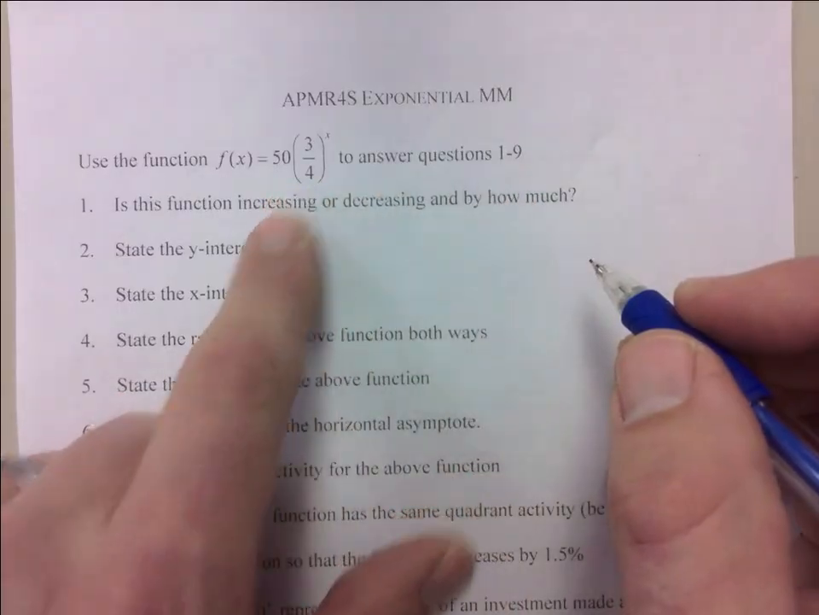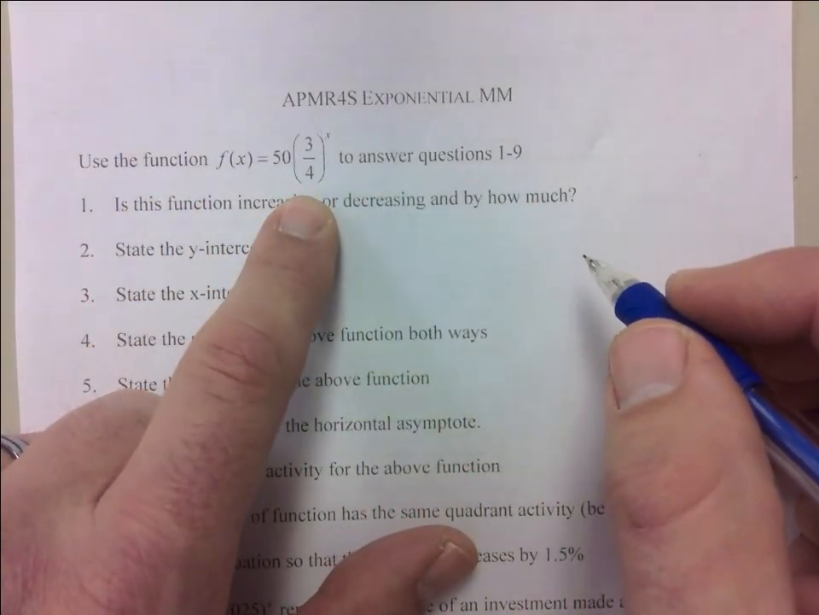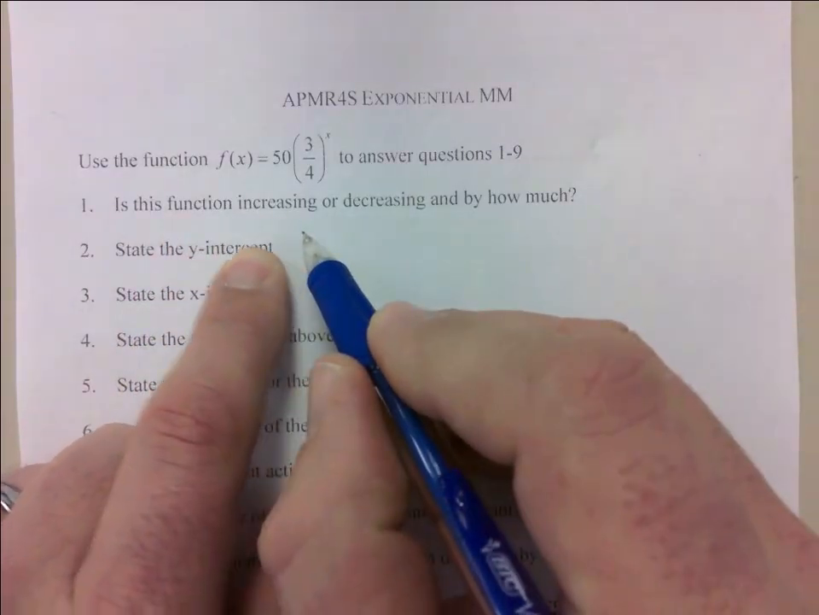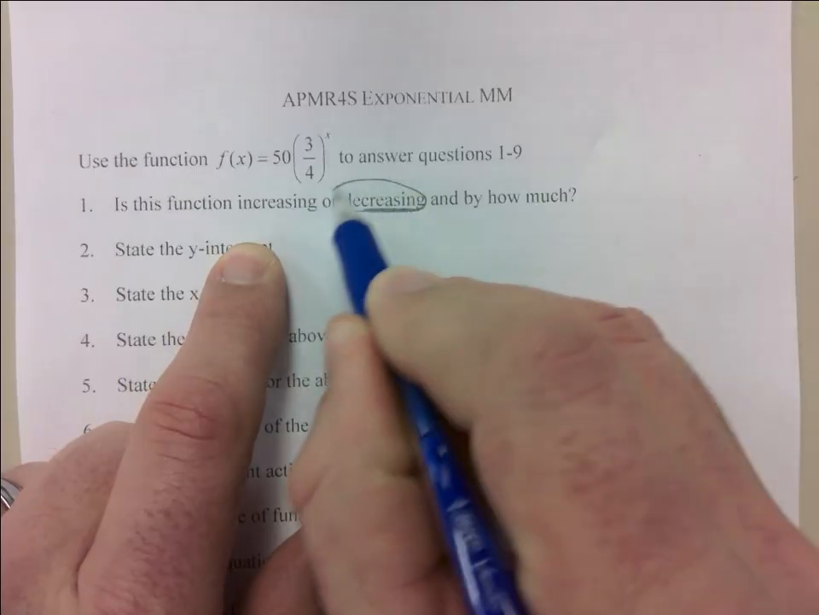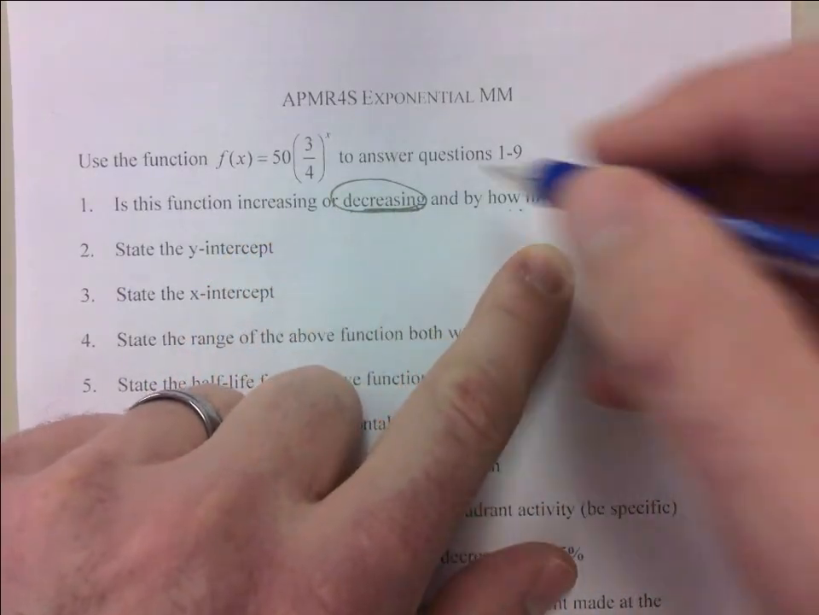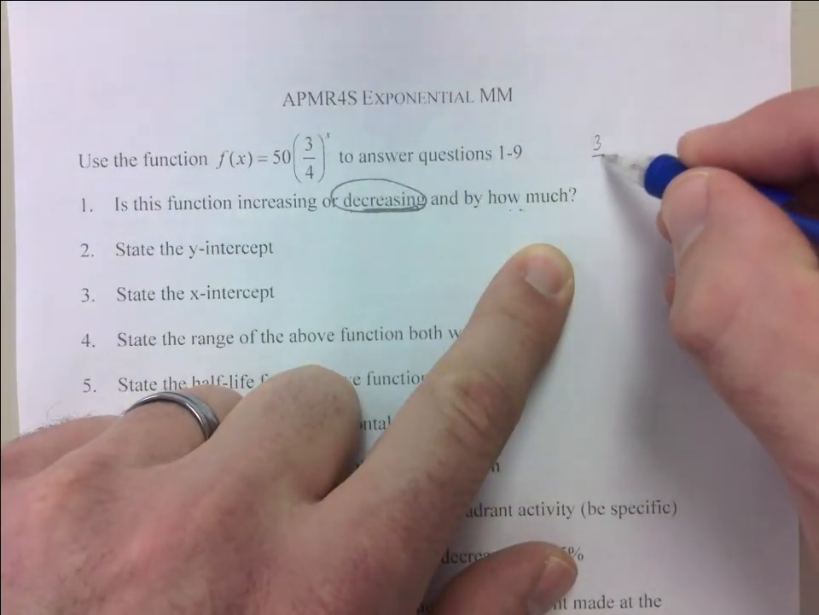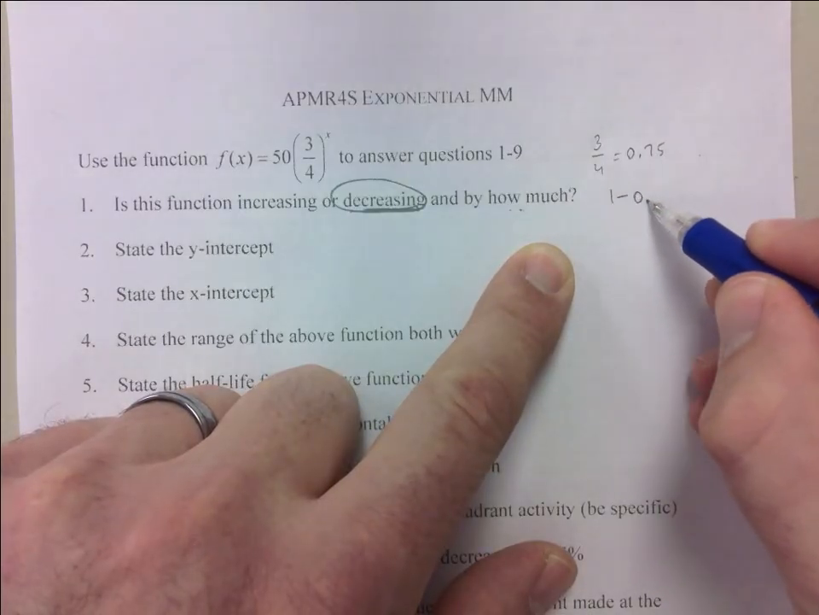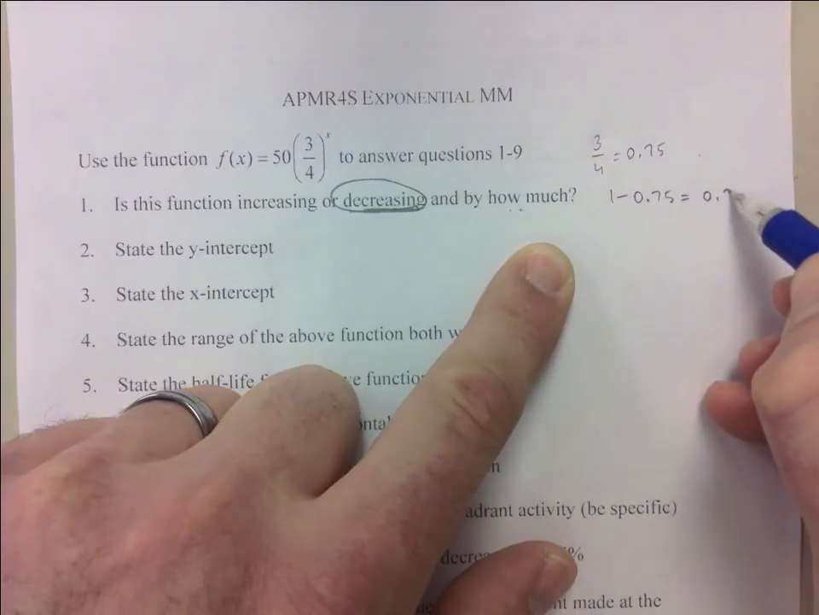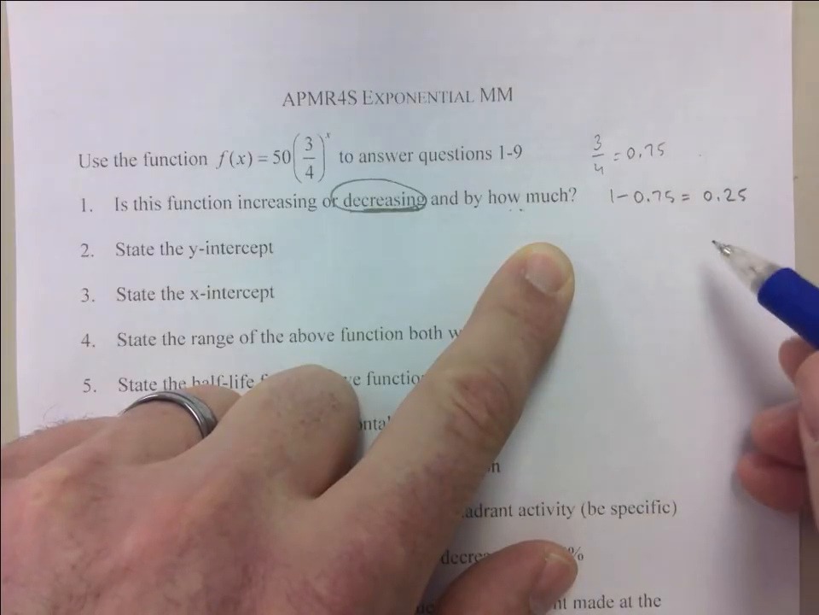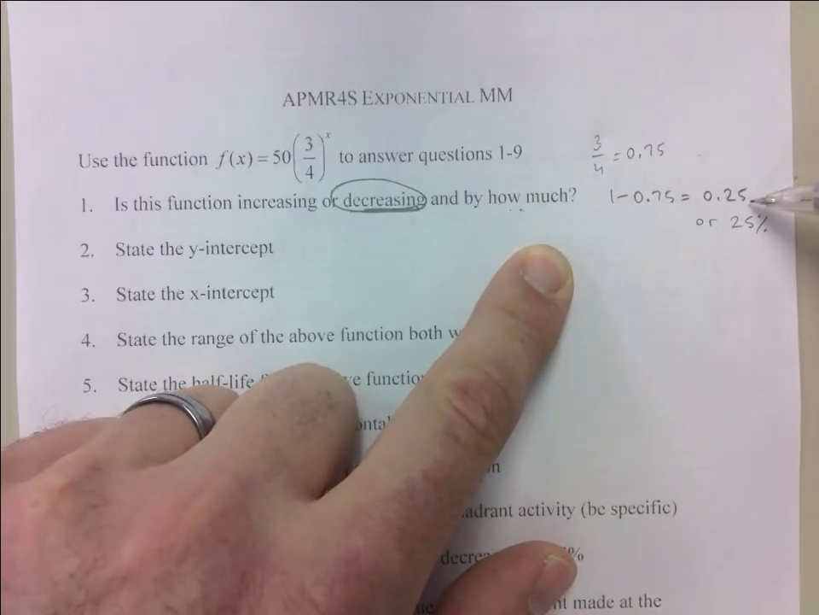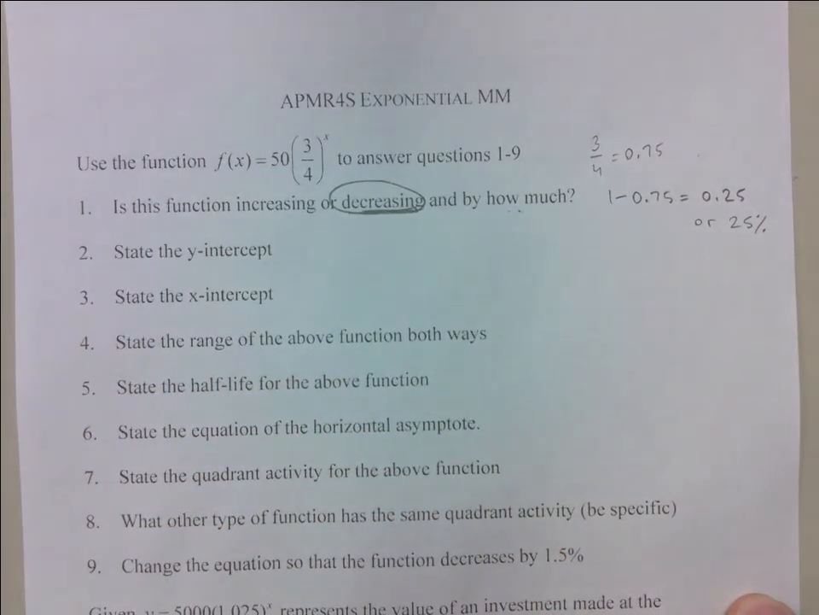So for questions 1 to 9, we're going to use this equation here without even graphing. Is this function increasing or decreasing? I know it's decreasing, so if you circle that, by how much? We know that 3/4 is 0.75, right? So we're going to go 1 minus 0.75 to say that it's 0.25 or 25%, whichever one you prefer. It's going down by 25% every, whatever term we're talking about.